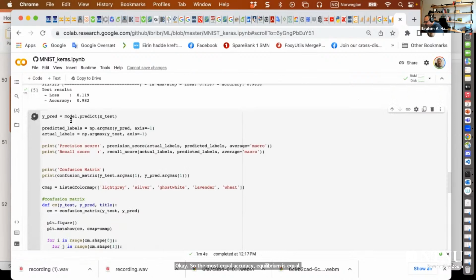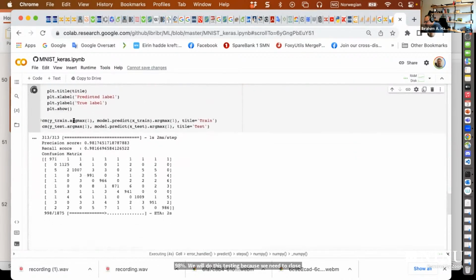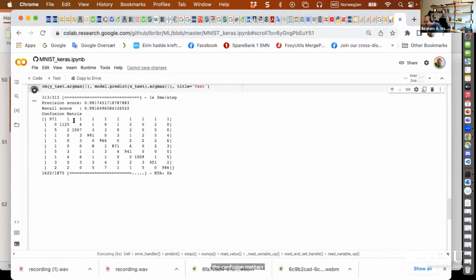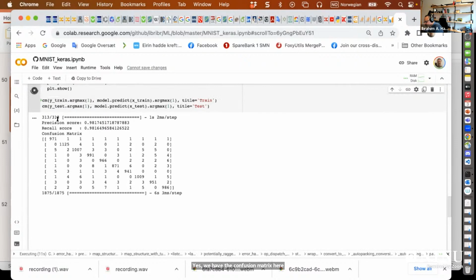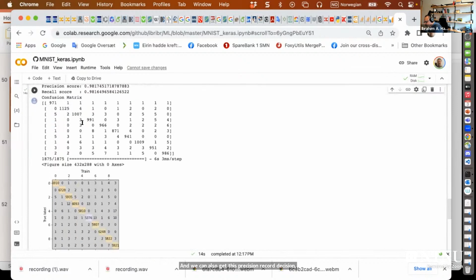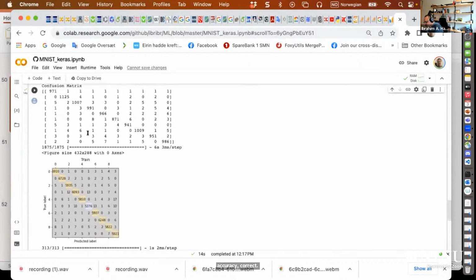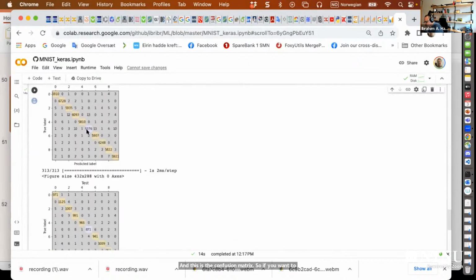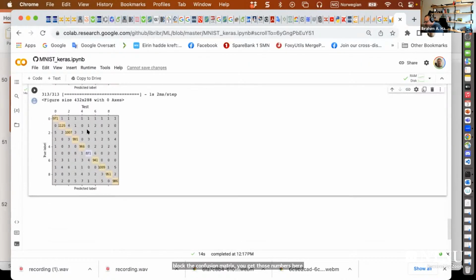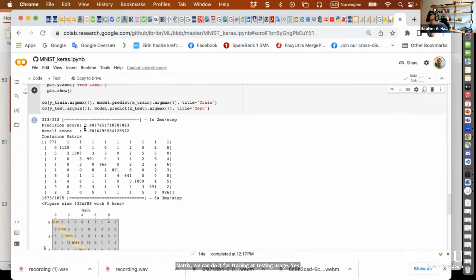We will do this testing because we need to plot the confusion matrix. Yes, we have the confusion matrix here. And we can also get this precision, recall, accuracy, correct? And this is the confusion matrix. If you want to plot the confusion matrix, you get those numbers here as a matrix, and you can plot those numbers here also in this confusion matrix. We can do it for training and testing set. Just please let me know if you have any questions.